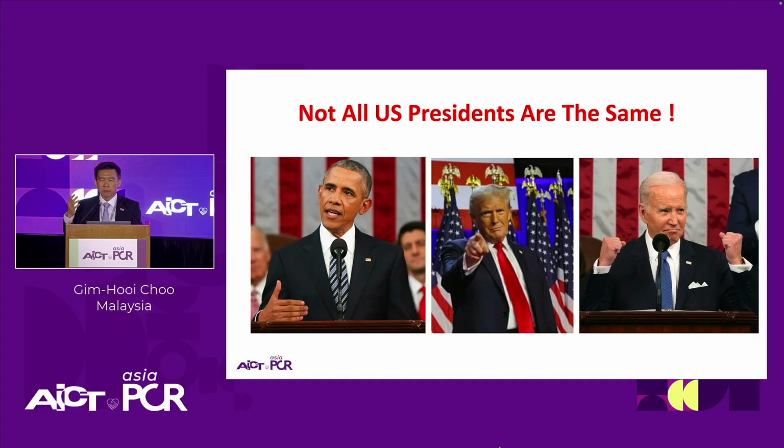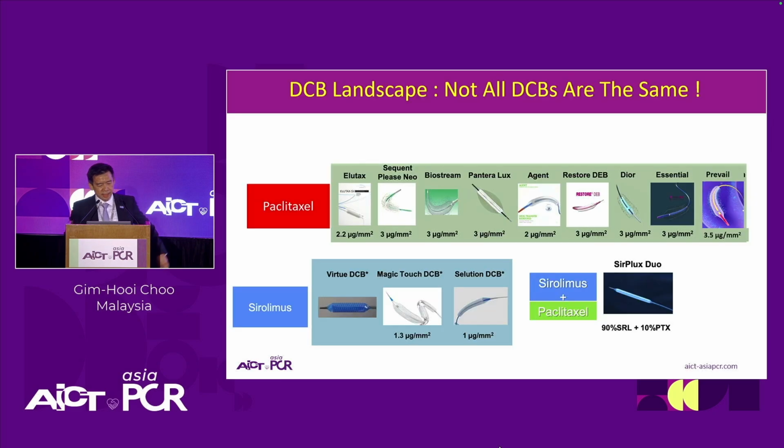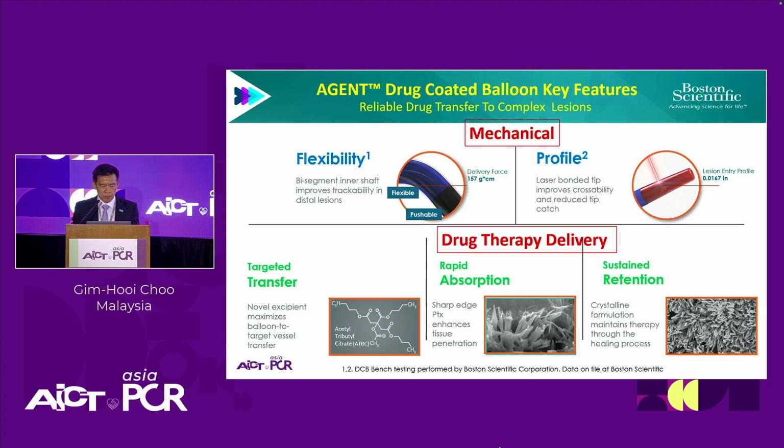Friends, not all presidents are the same. Some are just maybe crazy, I would say. Anyhow, there are so many DCBs, paclitaxels, sirolimus. Even within the same group of drugs, they're all different. Different delivery, different drug concentration, different excipient as well.